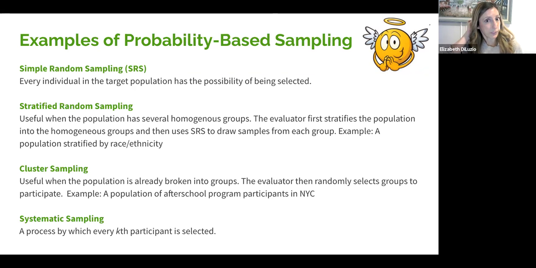Next is stratified random sampling. And this is useful when a population has several homogeneous groups. And so the evaluator first stratifies the population into those homogeneous groups, and then uses SRS to draw the samples from each of the groups. So for example, Lower Merion I could speak to, it is a suburb of Philadelphia. It is predominantly white. And so it would be really important to know and understand if the experience of special education is different for different races or ethnicities. If I were just randomly choosing names out of the hat, it's possible that I could pull all white children for my sample.